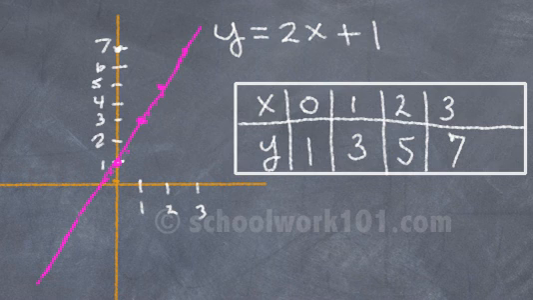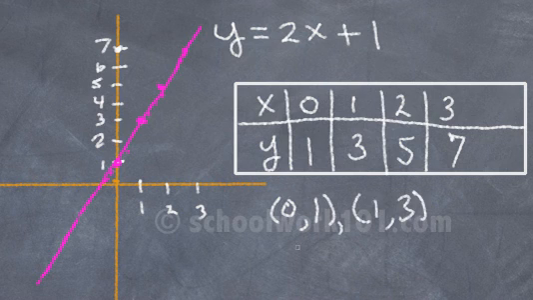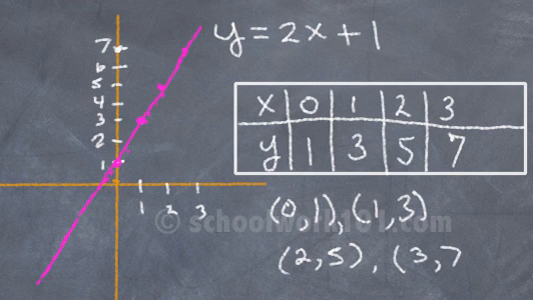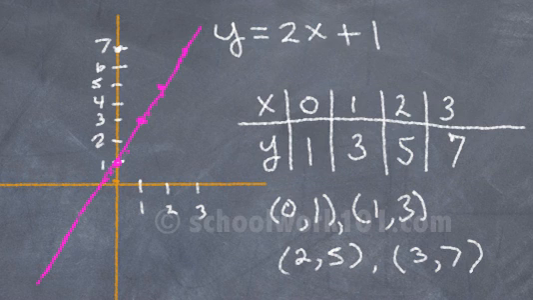Now we can write these as, for example, 0, 1 as an ordered pair, 1, 3, 2, 5. So these are points in the plane, and 3, 7. Alright, so our equation here represents all these points that are along this line right here. Let's look at some other examples.